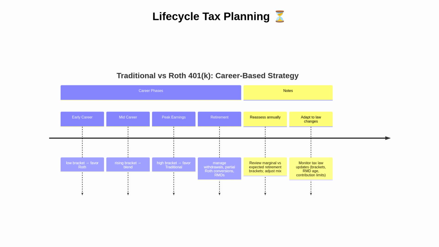This timeline shows how tax-aware contribution choices can evolve throughout a career. In early career, when brackets are often low, Roth may be favored. During mid-career, as income rises, a blended approach can balance benefits. At peak earnings, the traditional 401k often becomes more appealing due to the larger deduction at a high marginal rate. In retirement, you can manage withdrawals across tax buckets and consider partial Roth conversions from pre-tax accounts while accounting for RMDs and other constraints. Reassessment each year keeps the plan aligned with current laws and objectives.